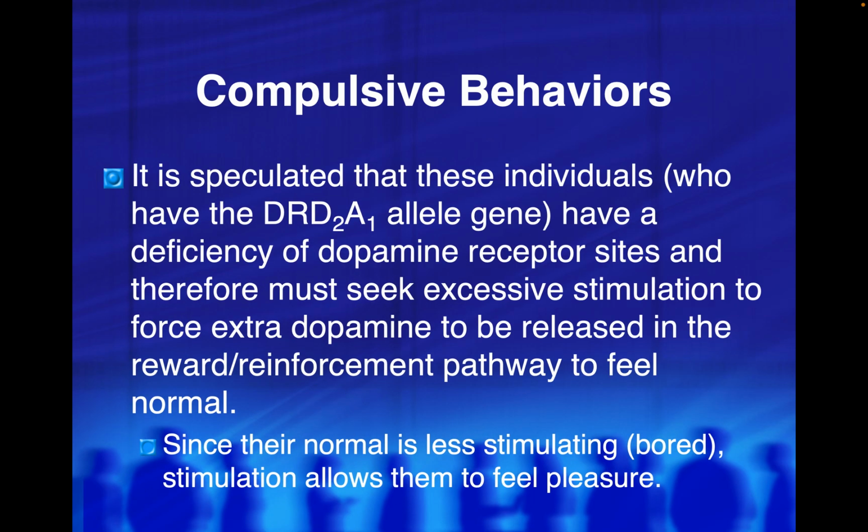It is speculated that these individuals who have the DRD2A1 allele gene have a deficiency of dopamine receptor sites, and therefore they must seek excessive stimulation to force extra dopamine to be released in the reward reinforcement pathway to feel normal. Since our normal is less stimulating, bored, stimulation allows them to feel pleasure.